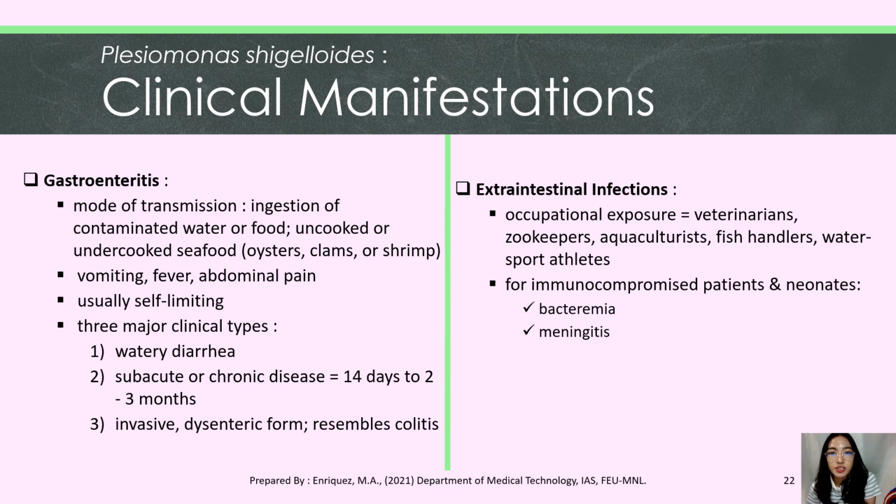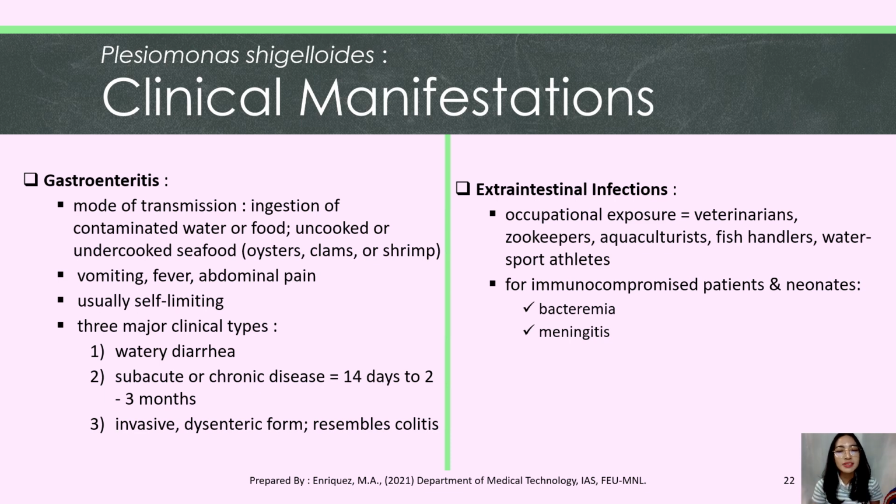Cases of gastroenteritis due to Plesiomonas shigelloides are usually self-limiting, and this is acquired most often after the consumption of undercooked seafood or intake of untreated water. So there are three major clinical types. One is simple watery diarrhea. Two is subacute or a chronic disease that can persist from 14 days for as long as 3 months.